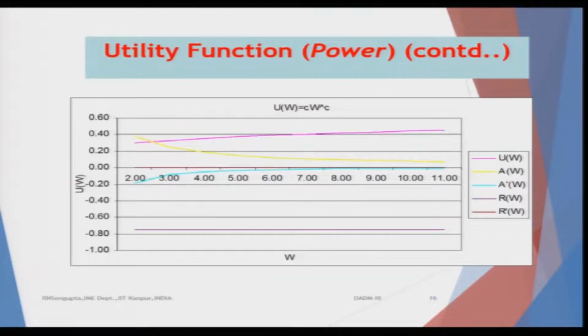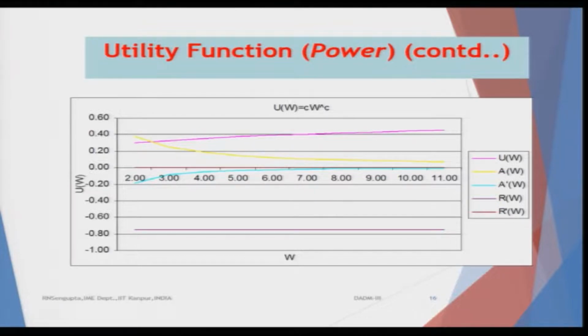Again I plot the values of the power utility function, following the same coloring scheme. The pink one is for the utility function, the yellow and the bluish green are for A and A prime, and the very dark violet and the brown one are for R and R prime. So, you can plot it.